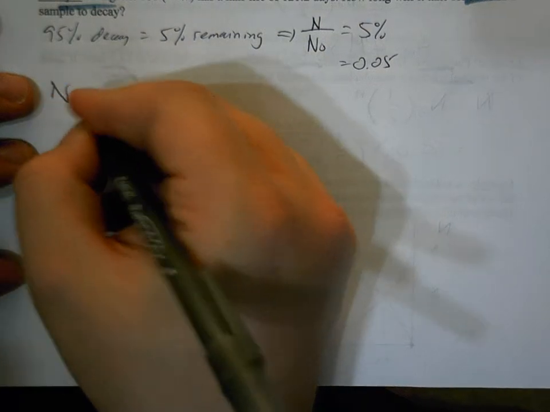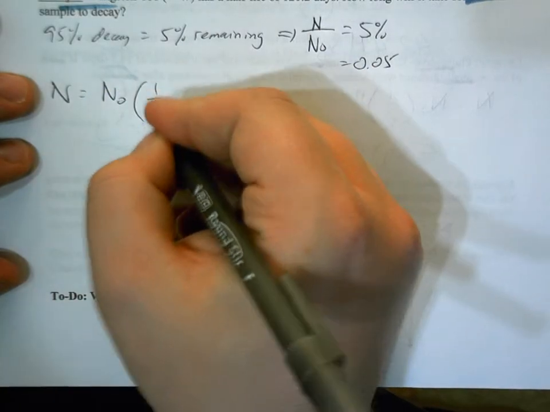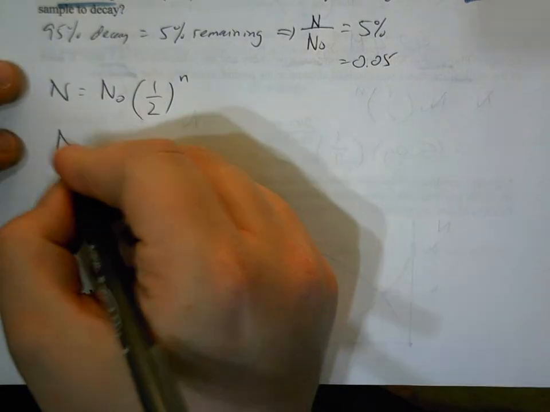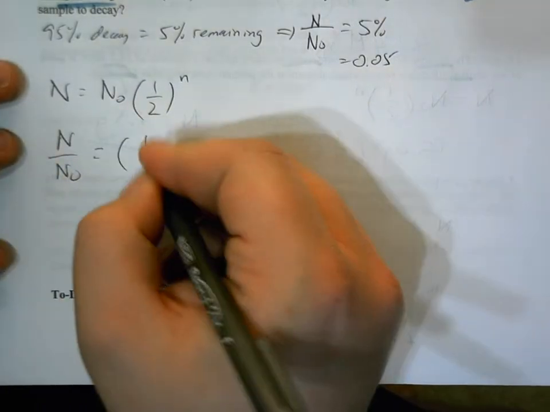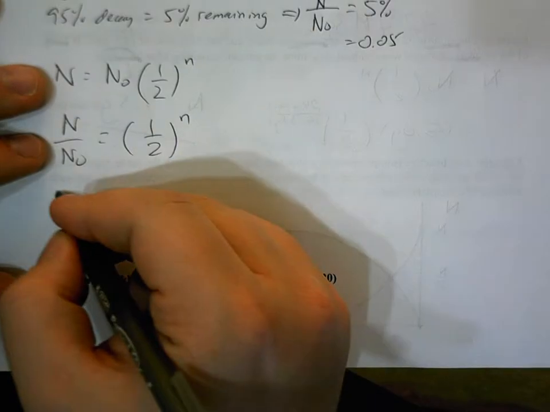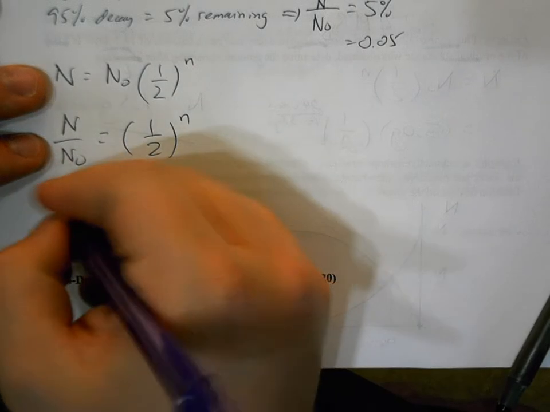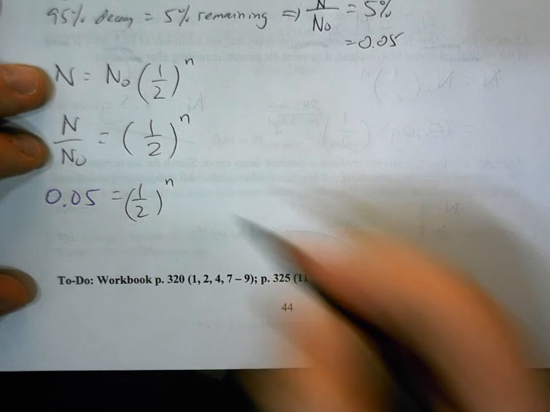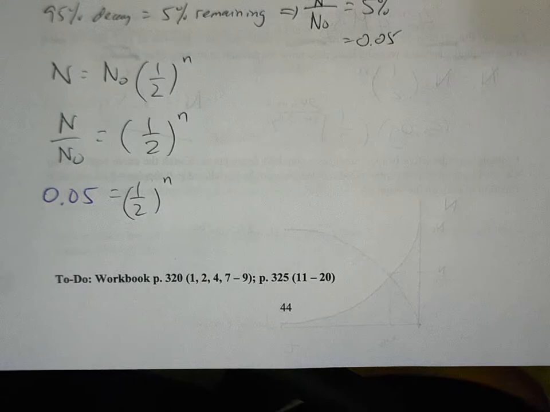So we have this N equals N0 times (1/2)^n, or I could say that N over N0 is equal to (1/2)^n. And what I have here is I know that 0.05 equals (1/2)^n. Now, to get the time, we're going to need to know how many half-lives occurred first. And that's the tricky thing.